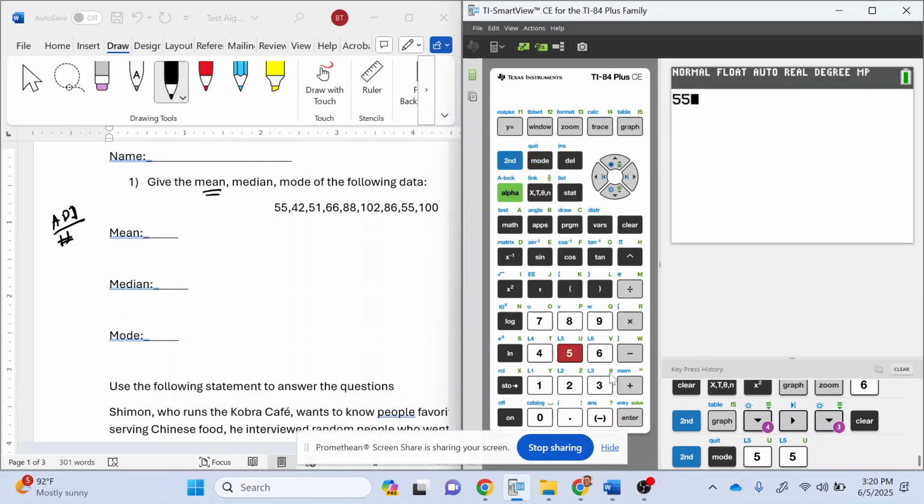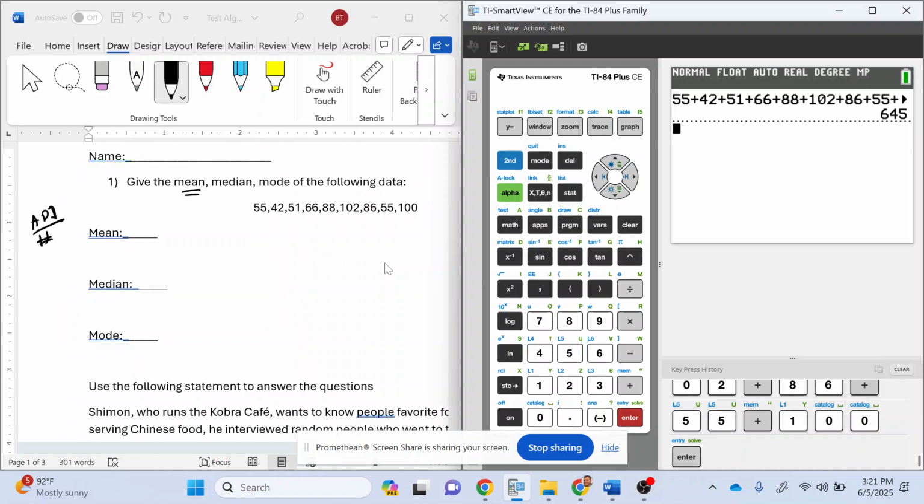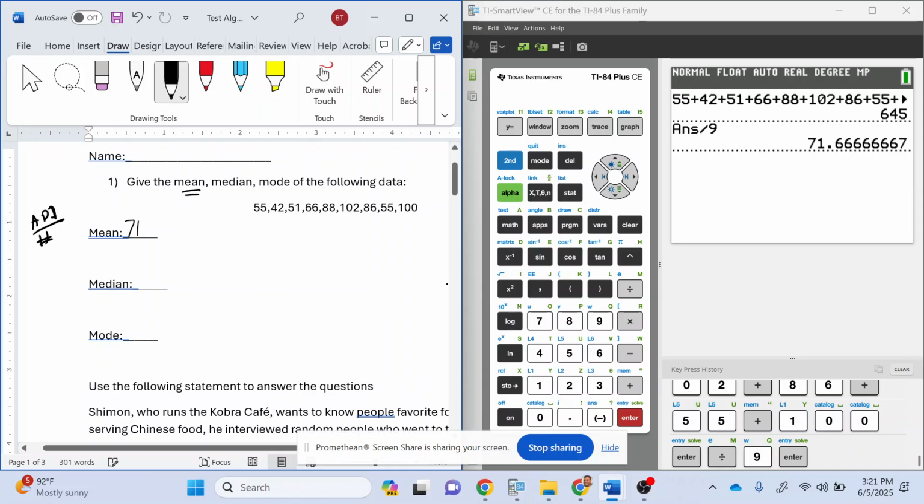So let's do 55 plus 42 plus 51 plus 66 plus 88 plus 102 plus 86 plus 55 plus 100. Is that it? All right. So then we're going to press enter. That's 645, divided by how many numbers there are, which in this case is 9. So we got 71.66. I'm going to round properly, so 71.7. 1, 2, 3, 4, 5, 6, 7, 8, 9. Yeah, those are 9 numbers.